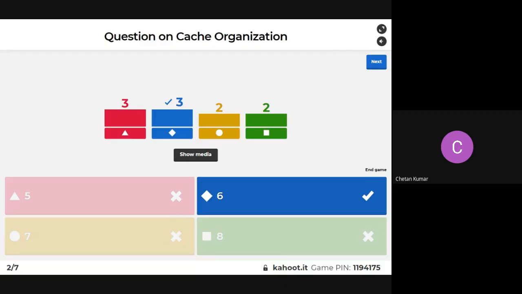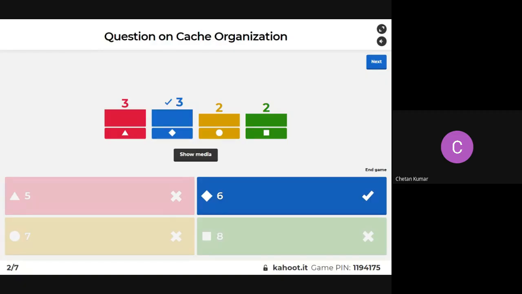You just have to calculate the number of sets. So there are bytes; from bytes, you have to calculate how many words. From words, you will know how many blocks. From blocks, given it's a two-way associative, you will know how many sets. Based on the sets, you will be able to calculate how many index bits are required.